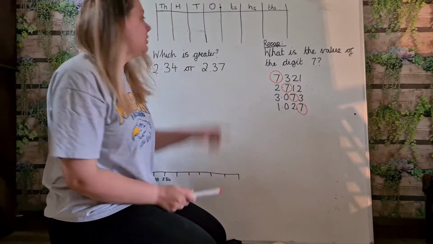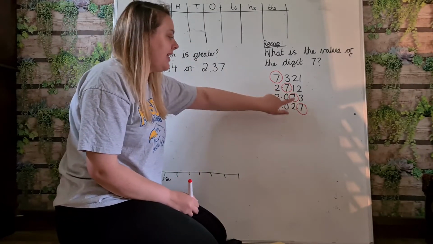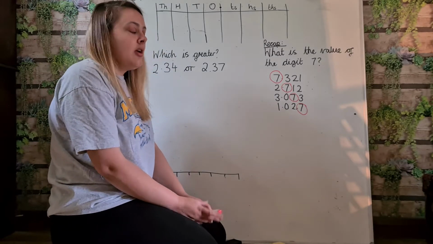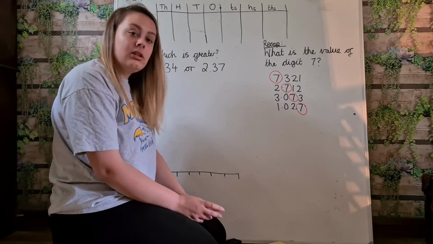I want you to try and pause this video. Use the place value chart at the top if you need to. What is the value of each of those 7s in each number? And I'll give you a bit of time to pause the video if you need to. Tell an adult.